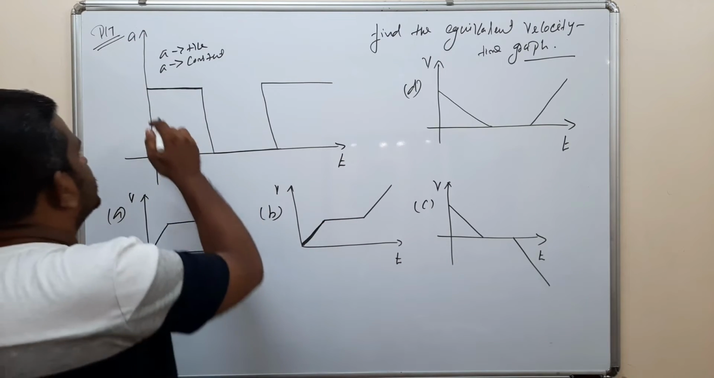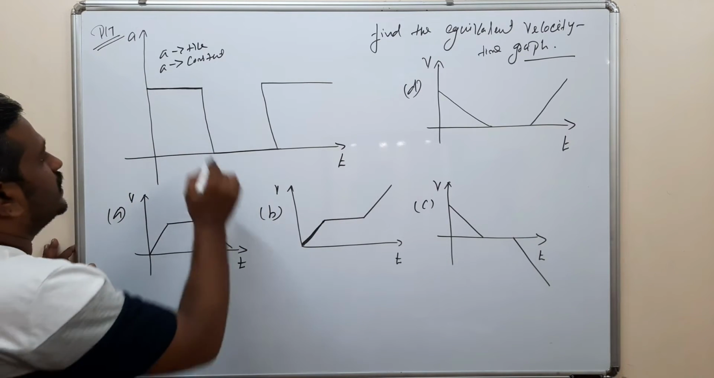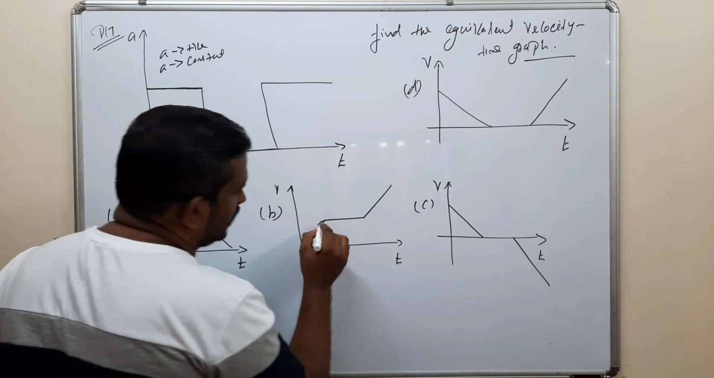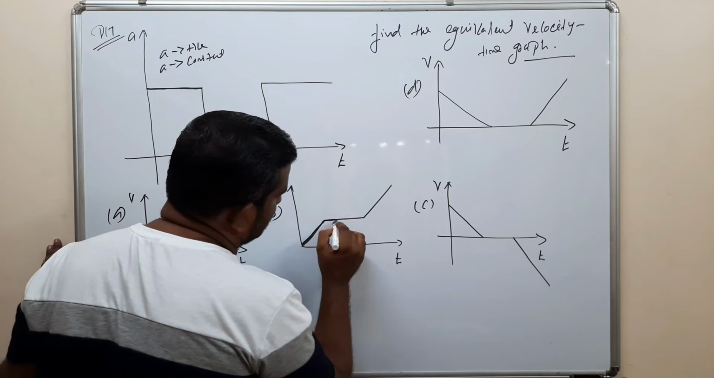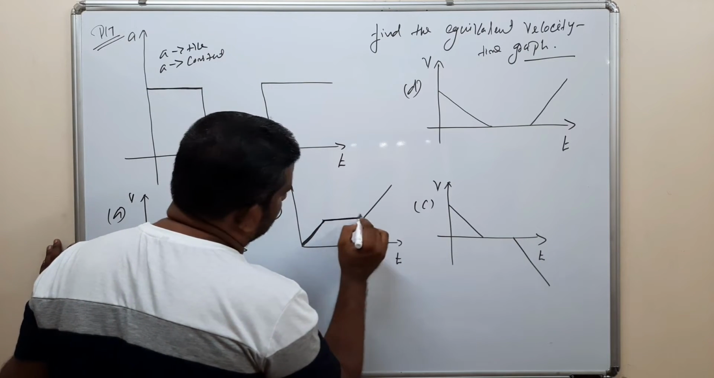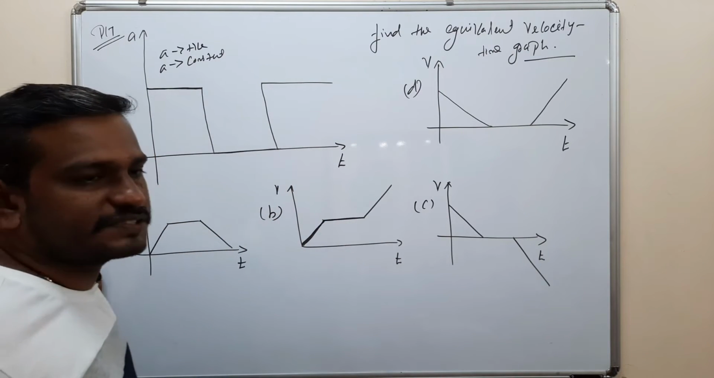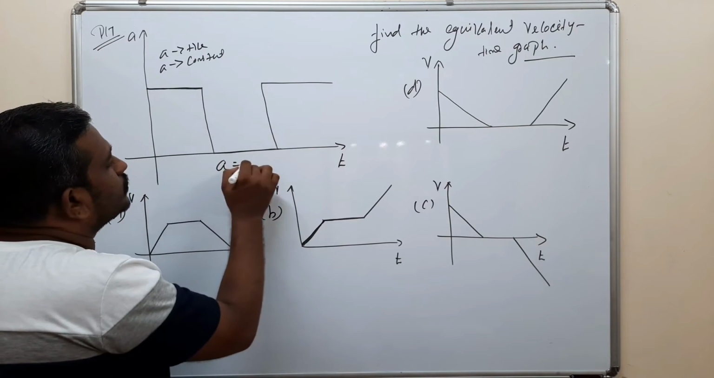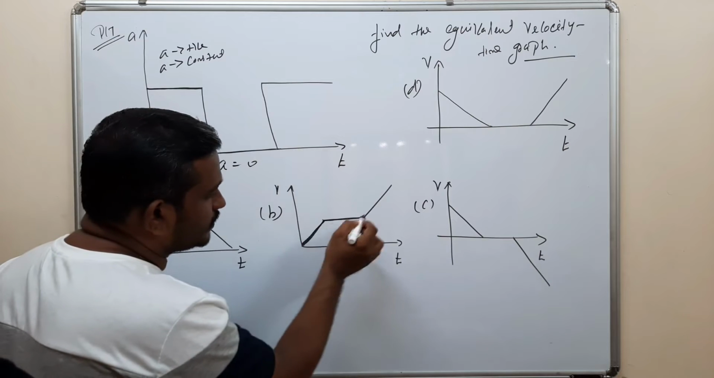So acceleration is constant. After that, acceleration becomes 0. From this point, the acceleration line is a horizontal straight line, so the slope is equal to 0. Slope equal to 0 means acceleration is equal to 0. Here the slope is equal to 0.